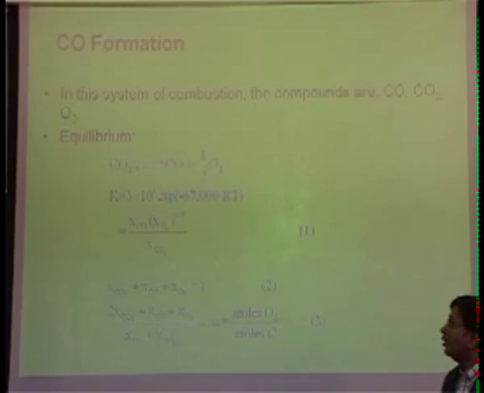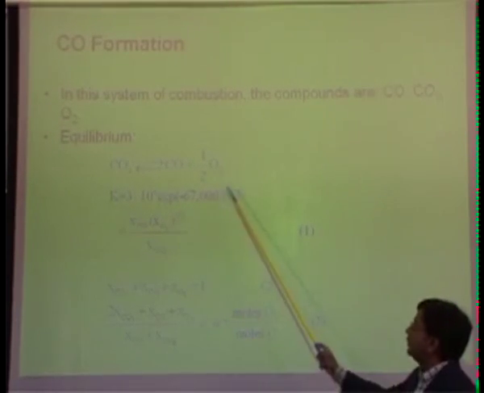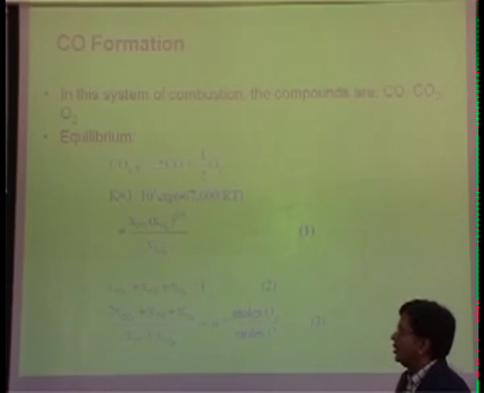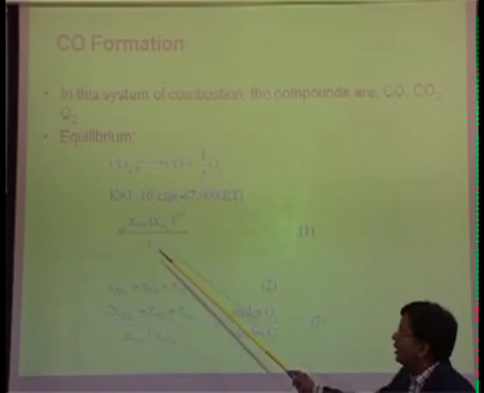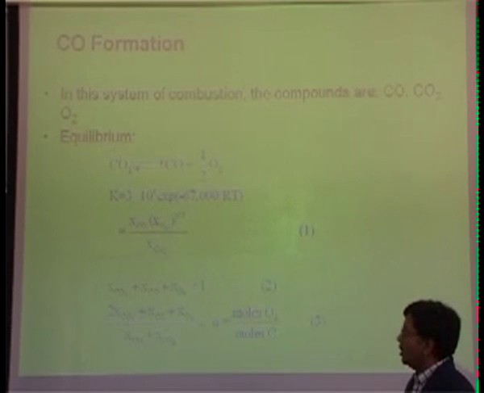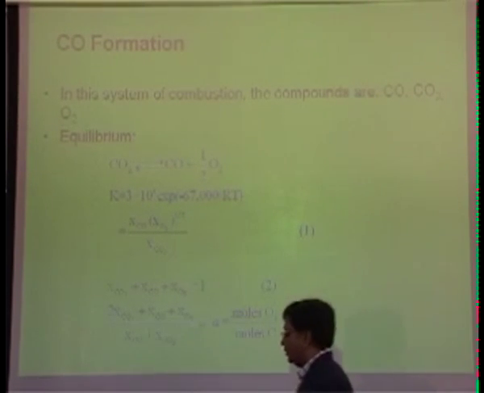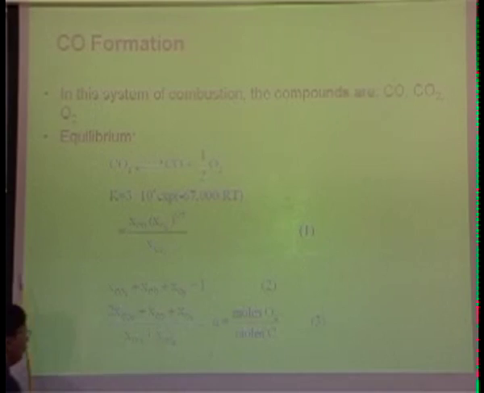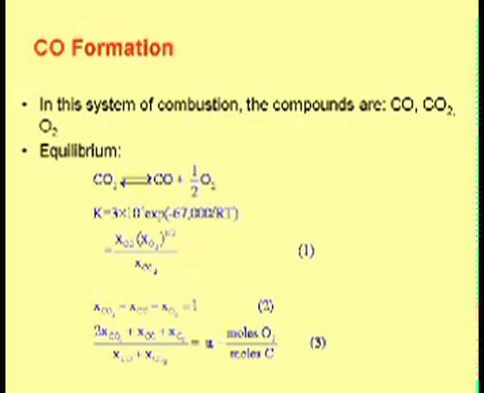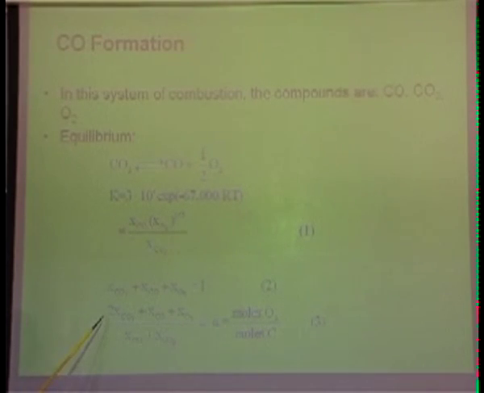Then the value of the K is given, and I can write K equals to... What I am trying to write here is the total. I am assuming the total moles are 1 mole in the system. So there will be some mole fraction of CO2, some mole fraction of CO, and some mole fraction of oxygen. 1 mole I am considering.